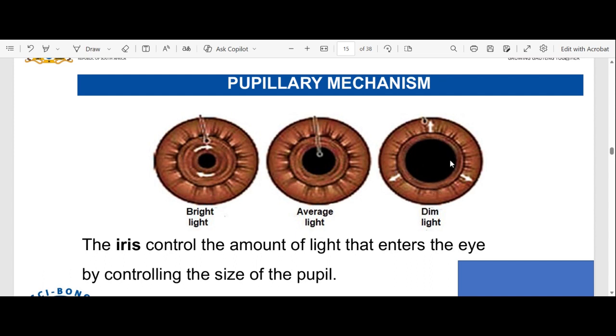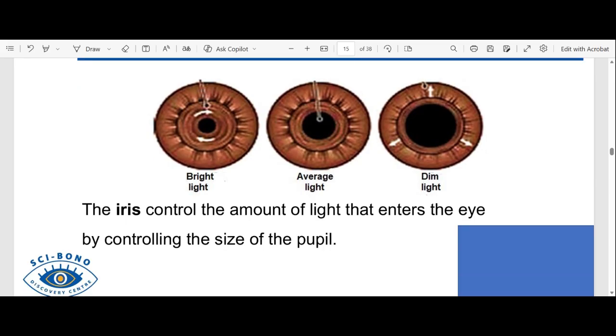The size of the pupil is controlled through the functioning of your circular muscles, which are circular, and your radial muscles. So you have two types of muscles that are responsible for controlling the size of the pupil: circular muscles and radial muscles.